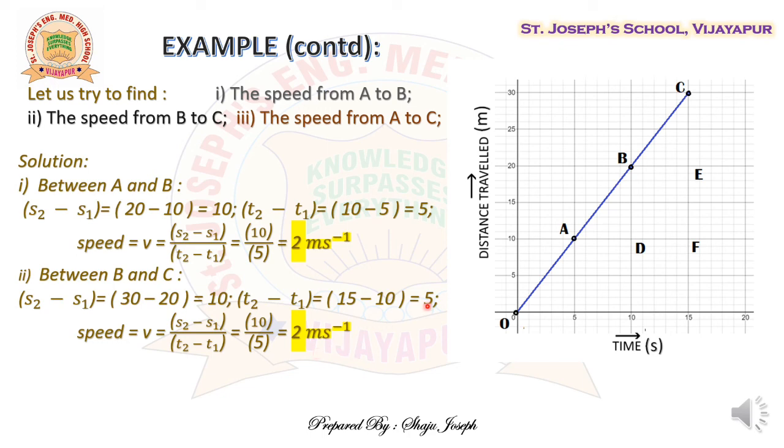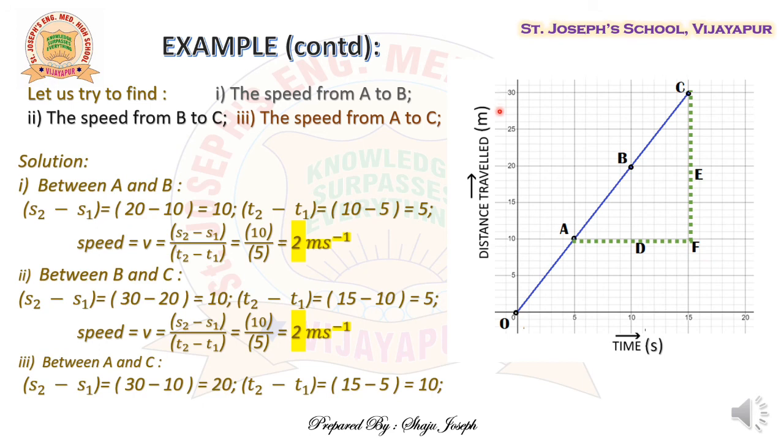Let us test now the speed from A to C, that is the third sub question. To find it between A and C, let us draw the horizontal and vertical lines. They meet at F, right? So this time the distance is given by CF. Point C is at 30, F is at 10. So the distance will be 30 minus 10, final point minus initial point. If we subtract, we get the distance covered. Then the time taken: C is at 15 seconds, A is at 5 seconds. So 15 minus 5 is 10. This time again we use the formula for speed, S2 minus S1 being 20, T2 minus T1 being 10. 20 by 10 is again 2 meters per second.